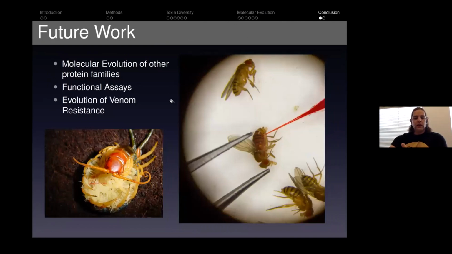So some of the future work that I've wanted to do for this group and to finish off my dissertation is I want to look into the molecular evolution of some of these other protein families, as well as do some functional assays of this venom.